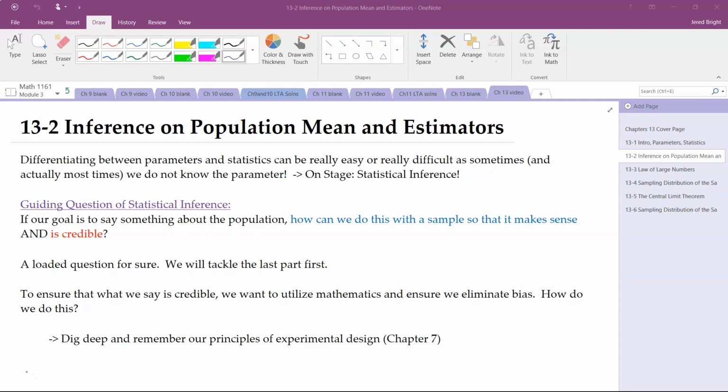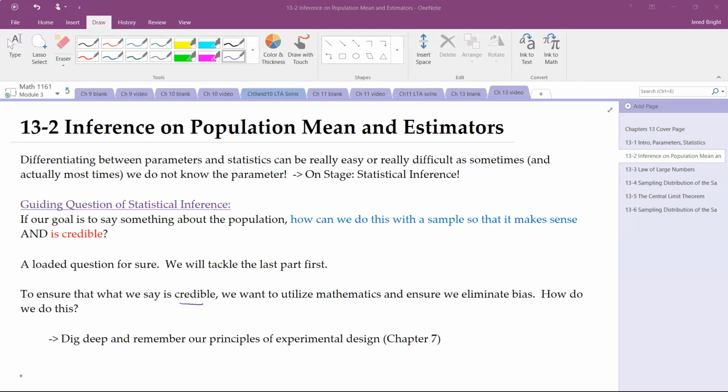When we talk about credibility of what we say, at least in terms of the inference, we want to remember back to chapter 7. Everything we do with a sample, we need to make sure the sample is legit, right? Back in chapter 7, we talked about the principles of experimental design. What were they? This is where you pause the video, look back at your notes, and remember those 3 properties. Resume the video when you've refreshed your memory.